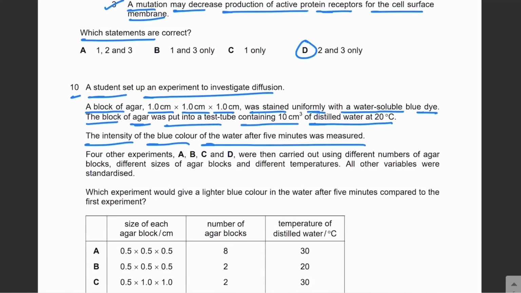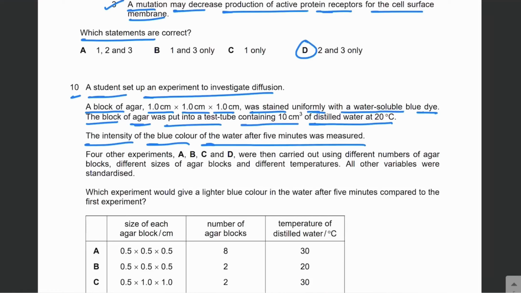So guys, what they are doing in this experiment is that they are investigating diffusion, and for that they took a block of agar jelly that was 1 centimeter by 1 centimeter by 1 centimeter. It was stained uniformly with a water soluble blue dye, and then this block was placed in a 10 centimeter cube of distilled water at 20 degrees Celsius. So what happened is that the blue dye, because it was soluble in water, diffuses out of the block into the water, giving water a blue color, right? And the intensity of the blue color of water was then measured.